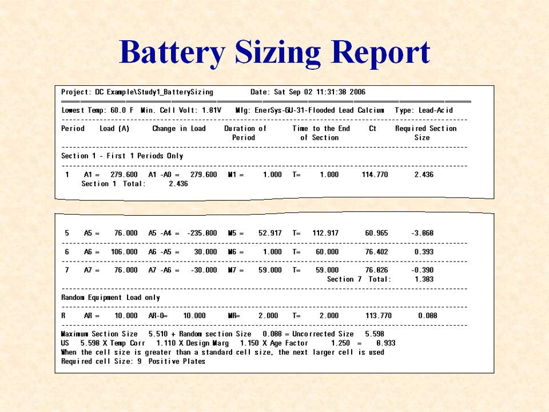The capacity for the random load is then added to the number of positive plates required for the limiting period. This uncorrected size is then multiplied by the temperature correction factor, the aging factor, and the design margin factor. And finally, the resulting corrected size is rounded up to the next whole number to define the minimum number of positive plates needed for the system's load profile.